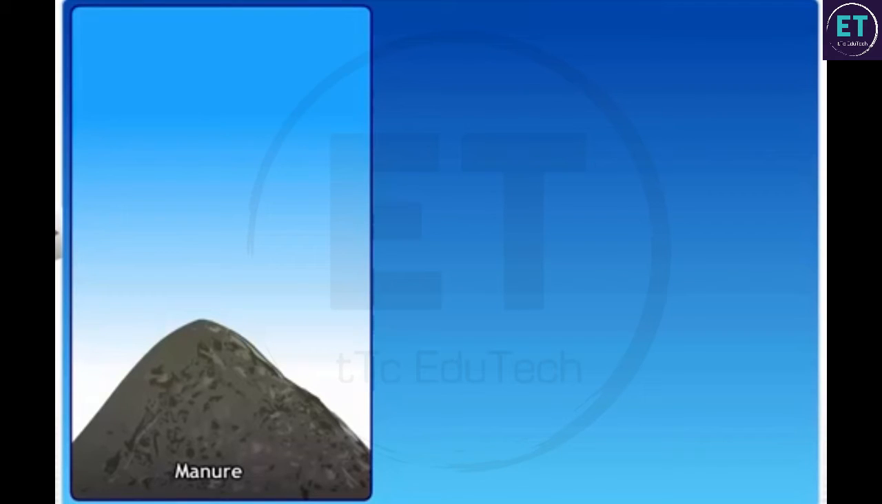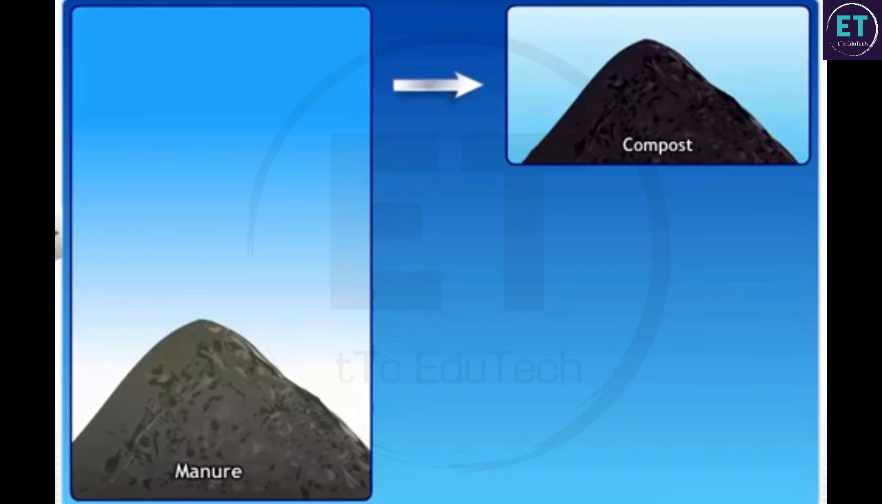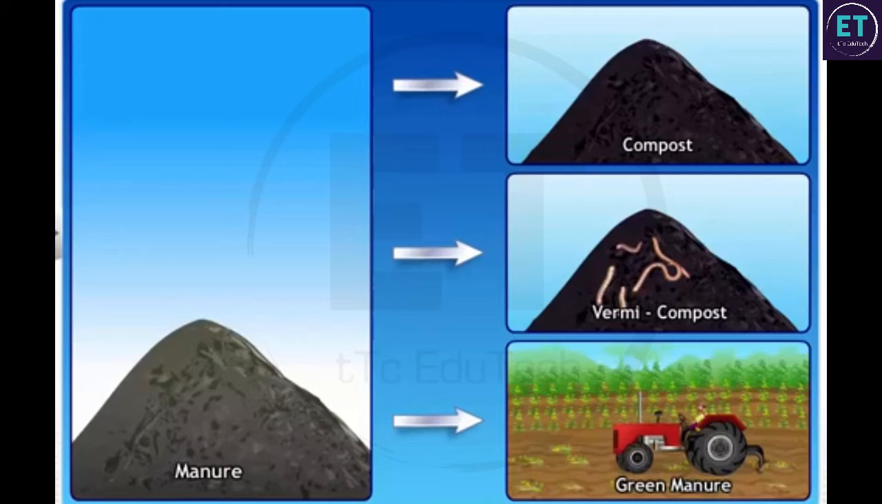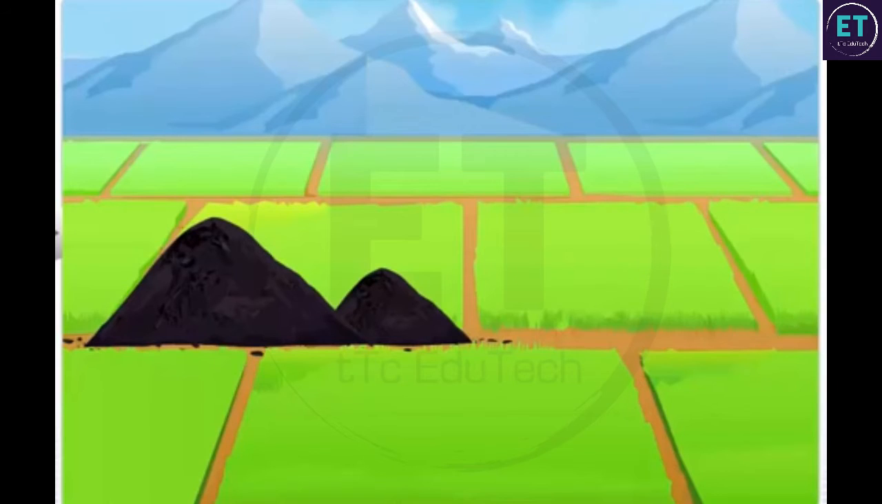Based on the kind of biological waste, manure is classified as compost, vermicompost, and green manure. Let's focus on compost first.